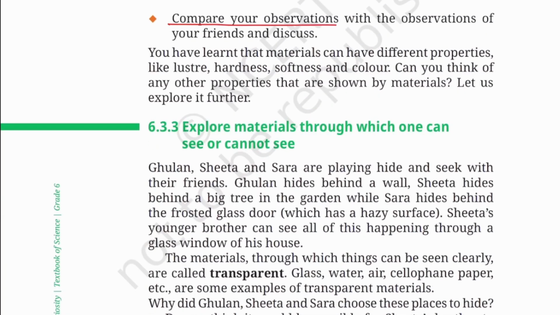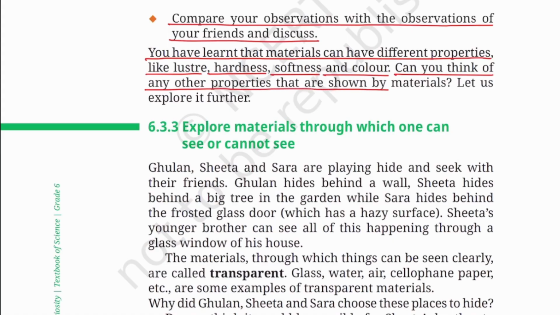Compare your observations with the observations of your friends and discuss. You have learned that materials can have different properties like luster, hardness, softness, and color. Can you think of any other properties that are shown by materials? Let us explore it further.